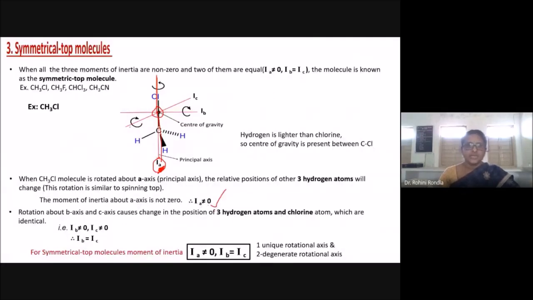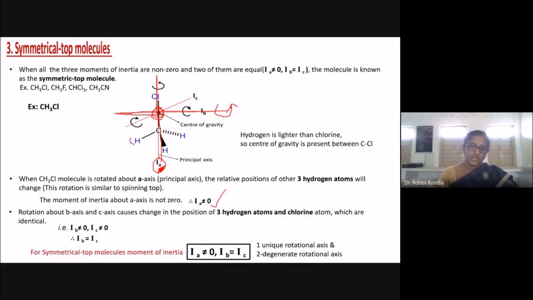Now see this along the B axis. B axis is passing through just the center of gravity. Now imagine rotating this molecule through this B axis. What happens?